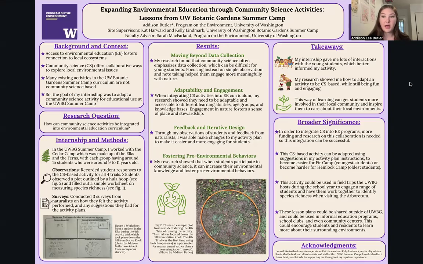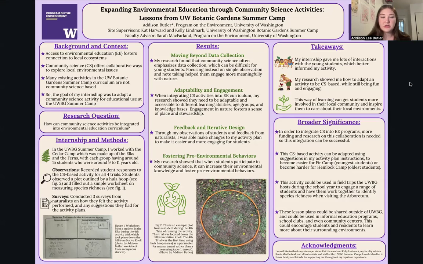So part of my methods was observations, and I recorded student responses to the CS-based activities for all four trials of it. In this activity, students observed a plot outlined by a hula hoop, as seen in Figure 2, and filled out a simple worksheet on measuring species richness, as seen in Figure 1. These figures are both from the fourth activity trial, and were both with the Elk group. Another part of my methods was conducting surveys. I conducted three surveys from naturalists on how they felt the activity performed and any suggestions that they had for the activity plans.